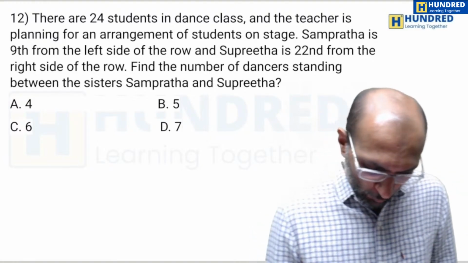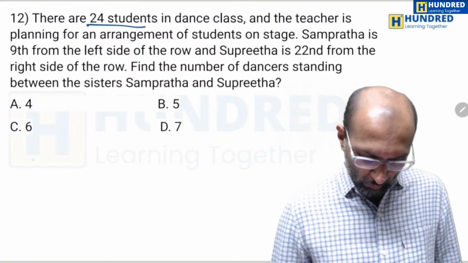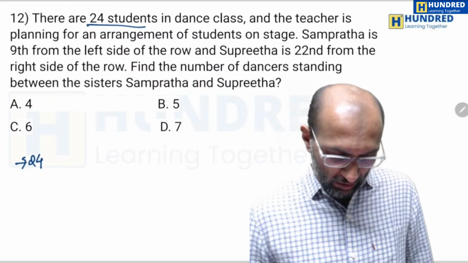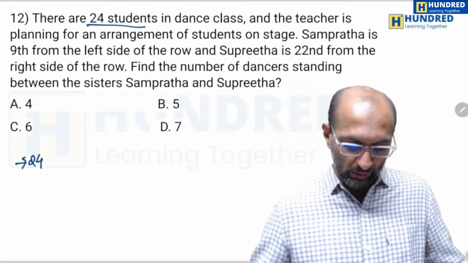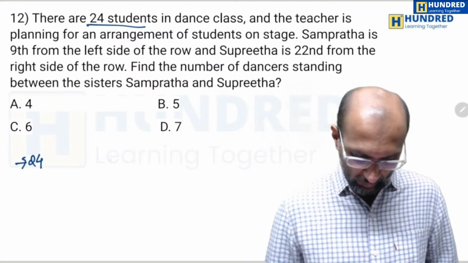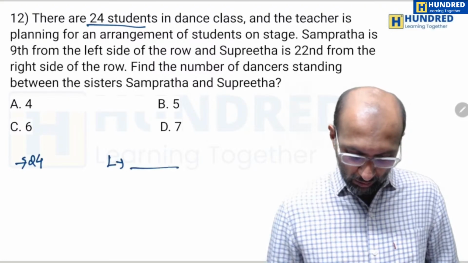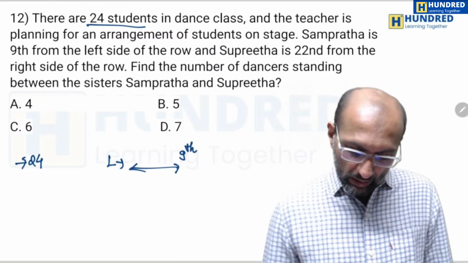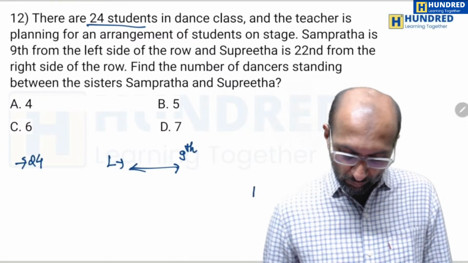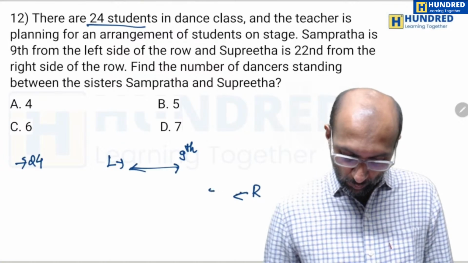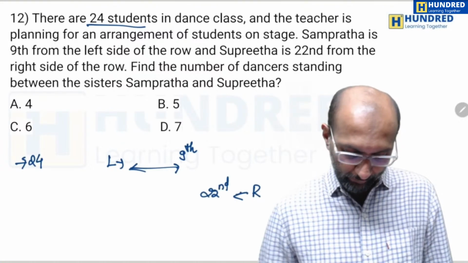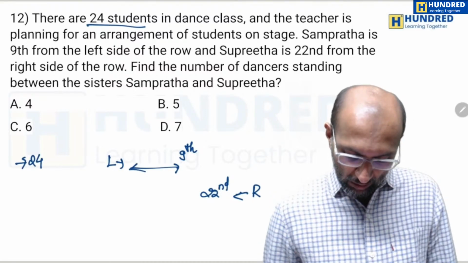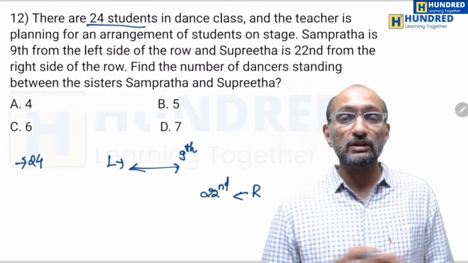Okay, there are 24 students, our first data point, and the teacher is planning to arrange the students on a stage. Samprata is 9th from the left. So from here she is 9th. And Suprita is 22nd from the right. Find the number of dancers standing between the sisters. So between them, how many are standing.